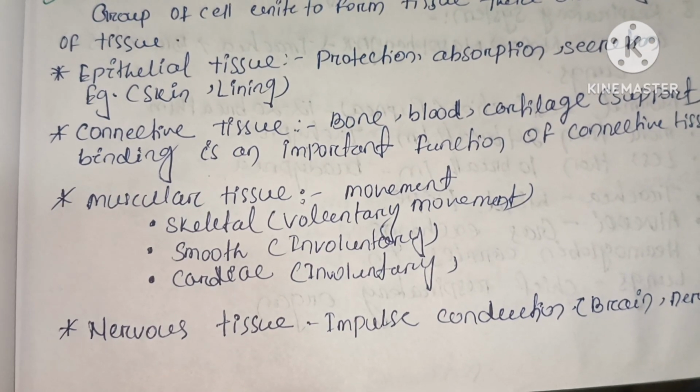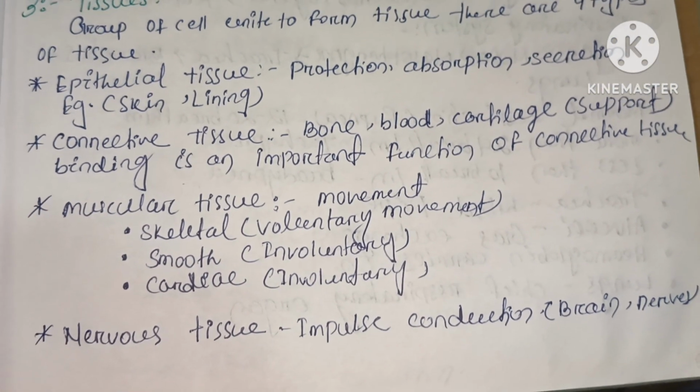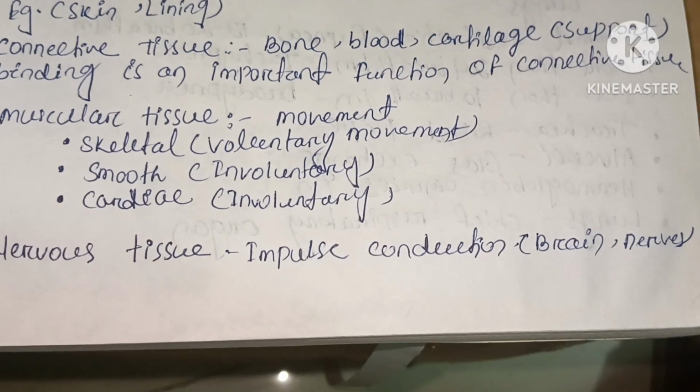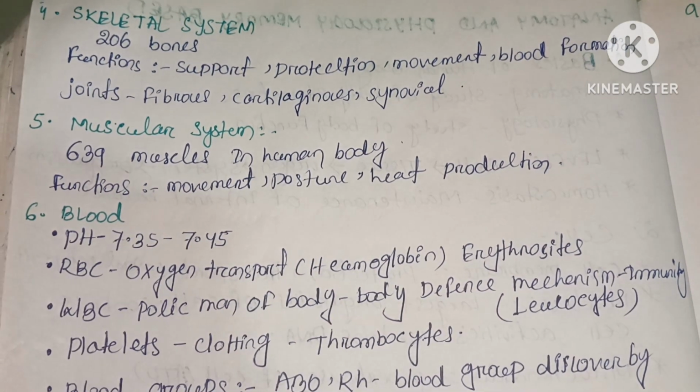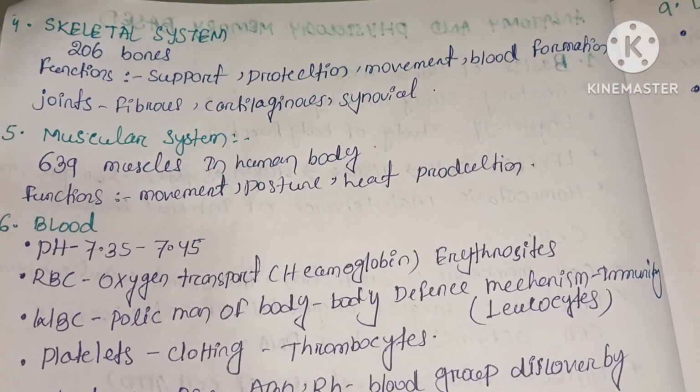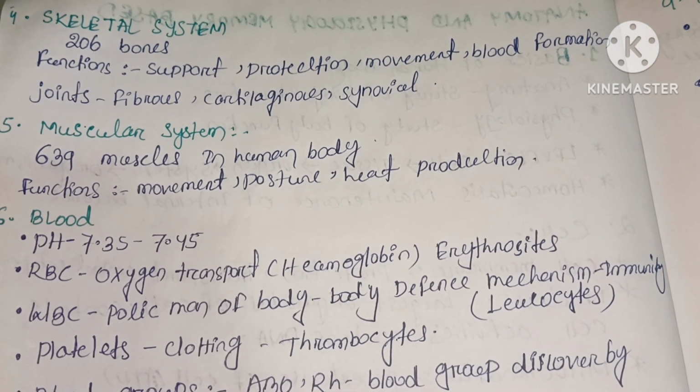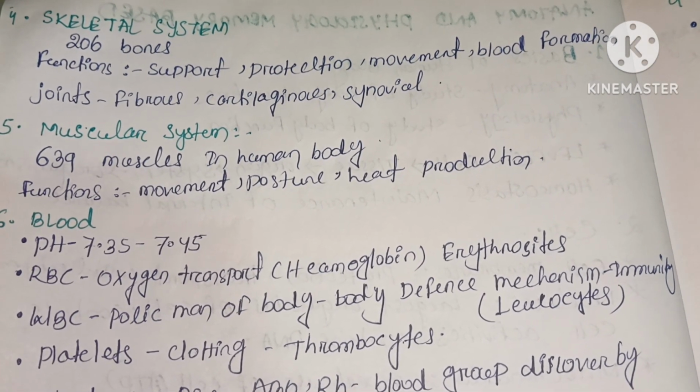Muscular tissue helps in movement. There are 3 types of muscular tissue: skeletal muscle, smooth muscle, and cardiac muscle. Skeletal muscle is voluntary; cardiac and smooth muscle are involuntary. And last is nervous tissue, which helps in nerve conduction, impulse conduction.